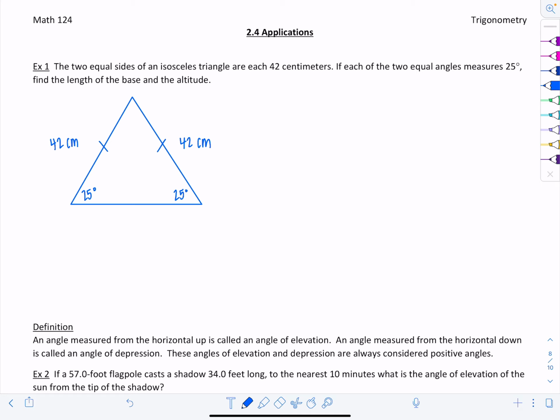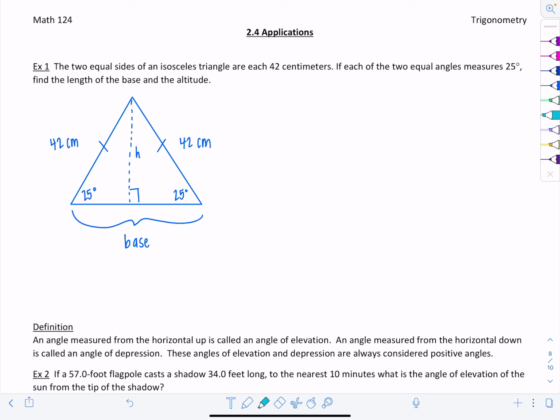They want me to find the length of the base, this is the base, and the altitude. The altitude you can think of as also the height of the triangle, and the altitude always hits the opposite side at a 90-degree angle. Okay, so the altitude, we'll label that H, and let's start off by finding that first.